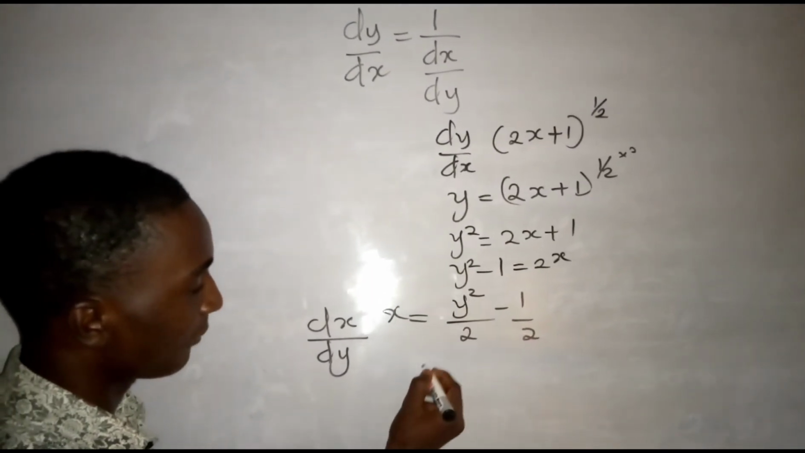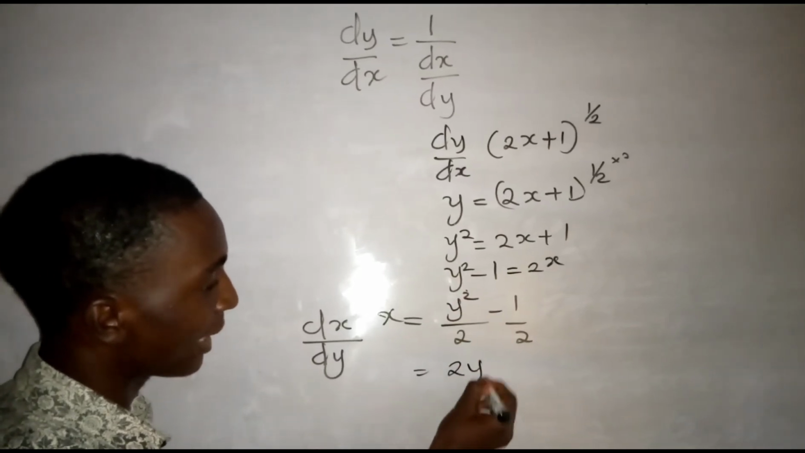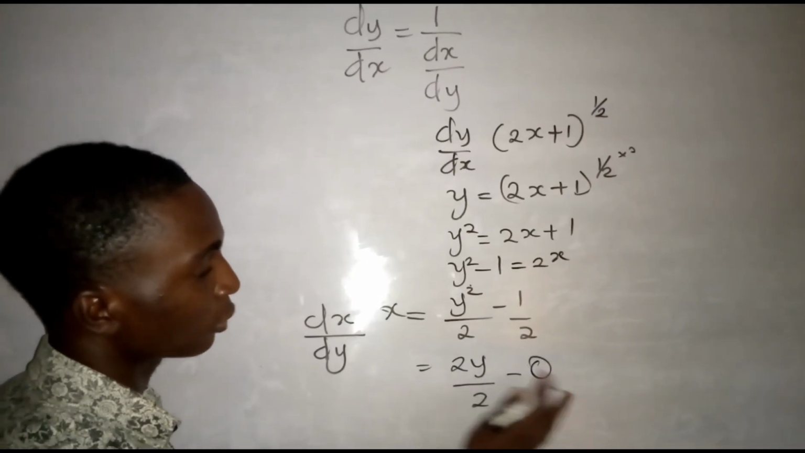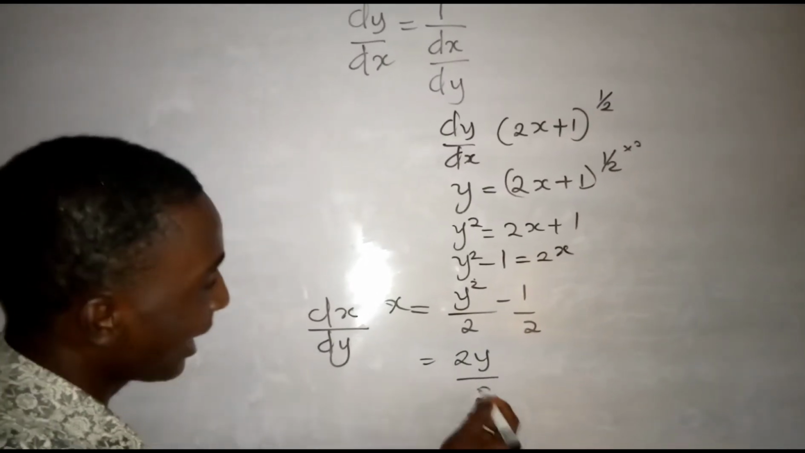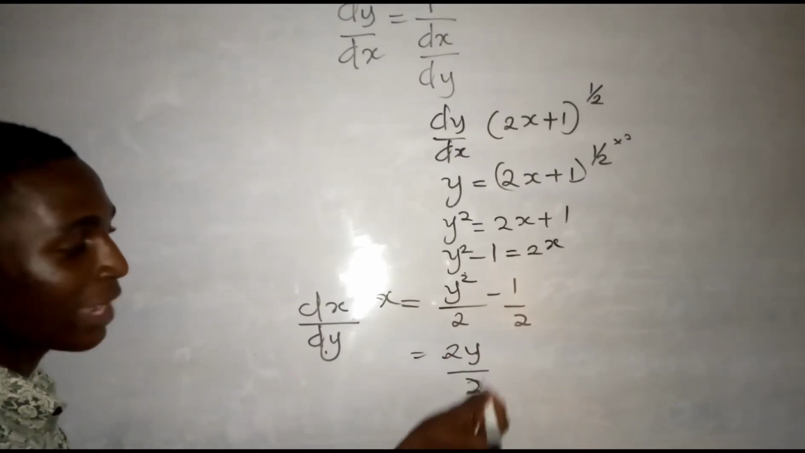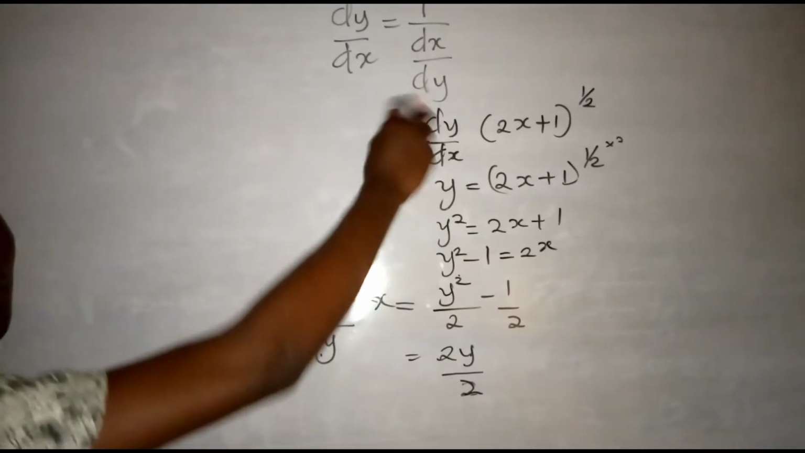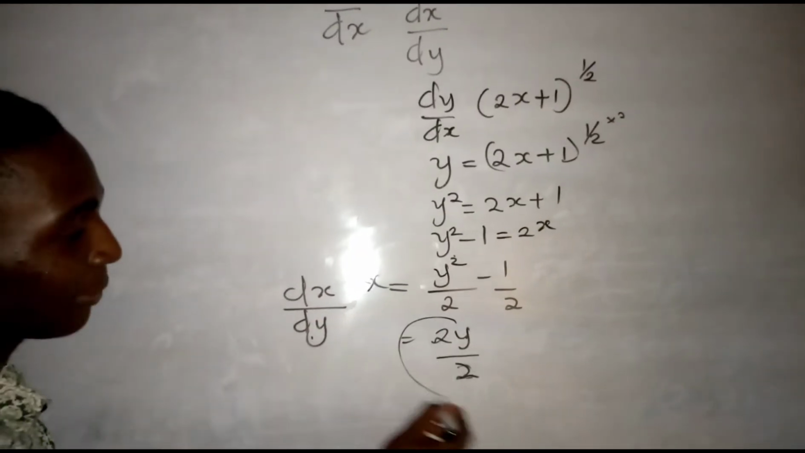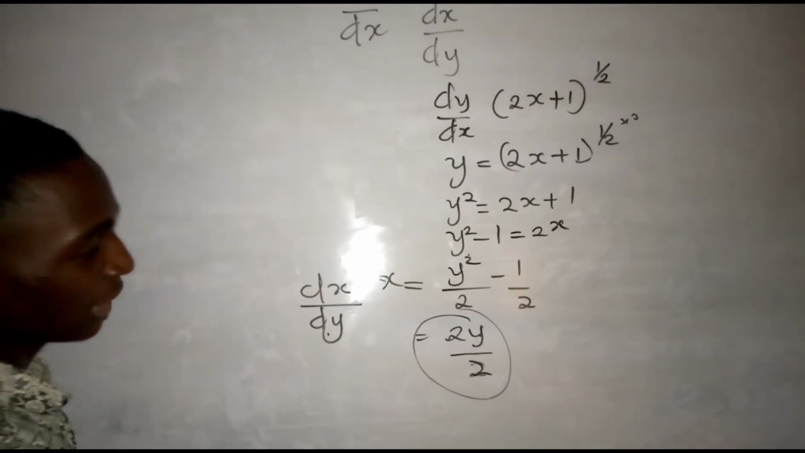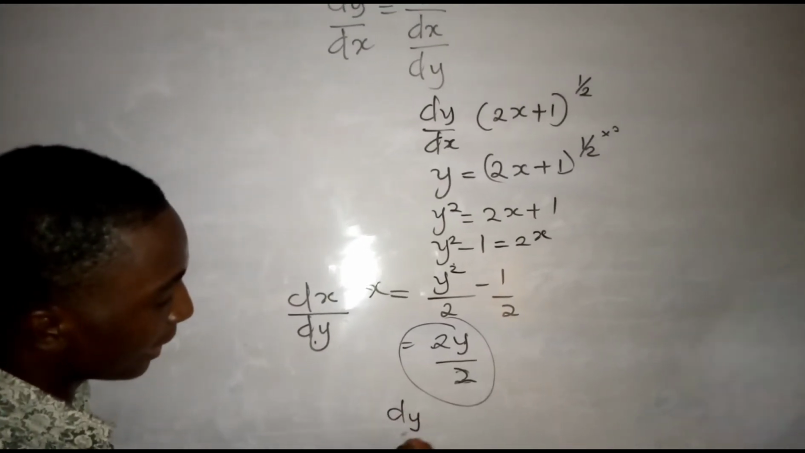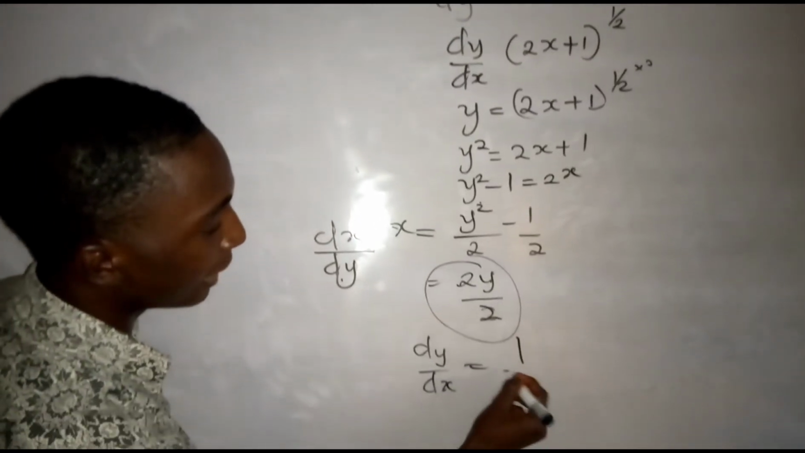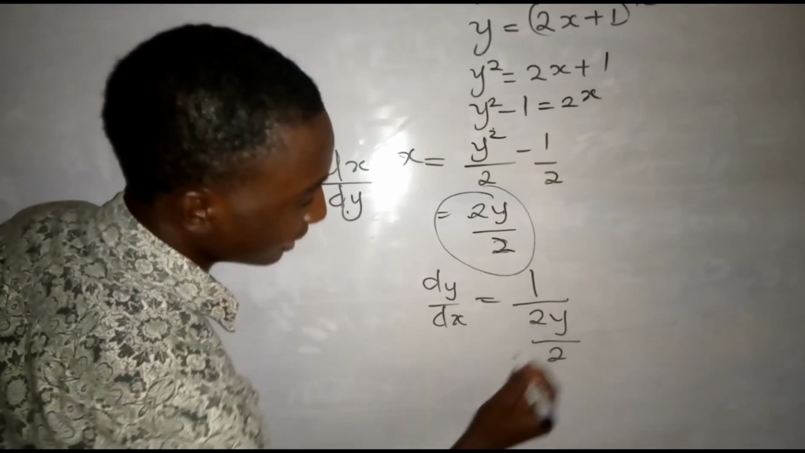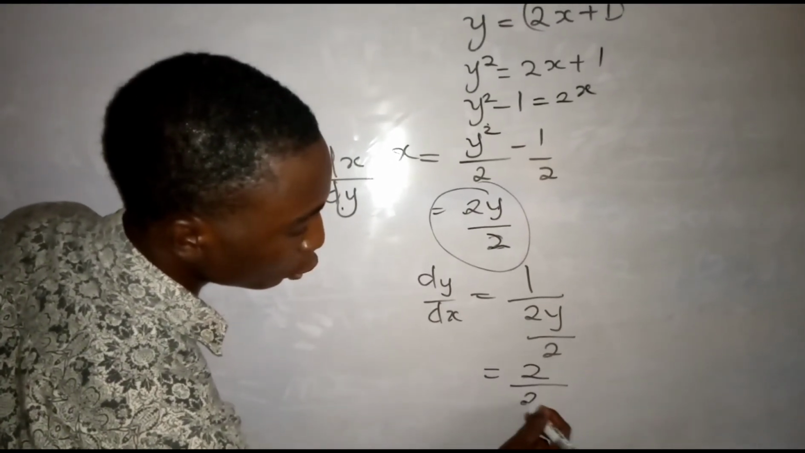To do this, we have 2y over 2, minus the derivative of the constant, which is 0, so we don't need to write that. So dx over dy is 2y over 2. Let's come back to our initial formula: dy over dx equals 1 over dx over dy. Remember that we got our dx over dy as this. That is to say, I can write it as dy over dx is equal to 1 over 2y all over 2, and it's the same thing as 2 over 2y.